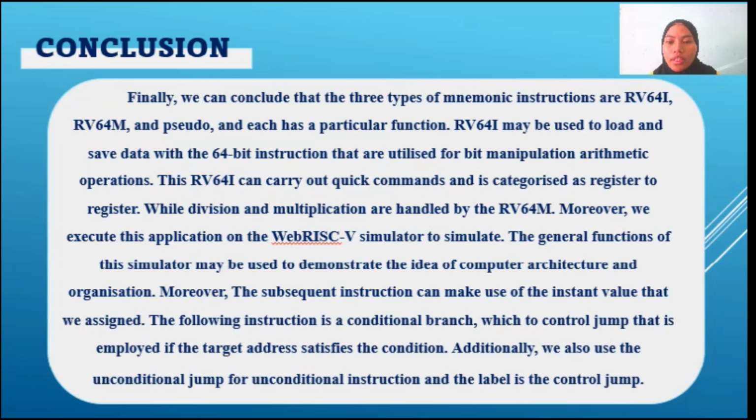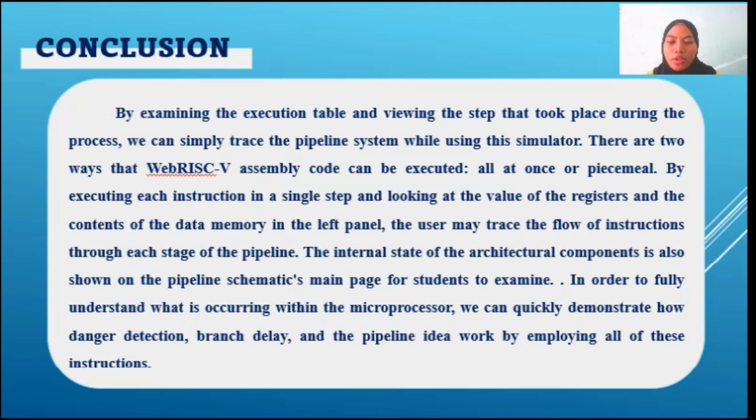Moreover, we execute this application on the WebRISC-V simulator, which may be used to demonstrate the idea of computer architecture and organization. The subsequent instruction can make use of the immediate value that we assign. The following instruction is a conditional branch which controls the jump that is employed if the target address satisfies the condition. Additionally, we also use the unconditional jump for unconditional instructions, and the label is to control the jump. That's all from us. Thank you.